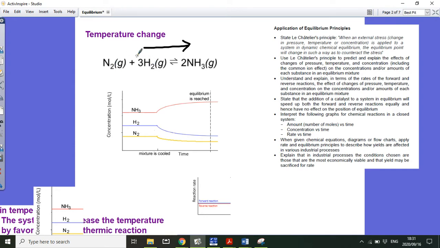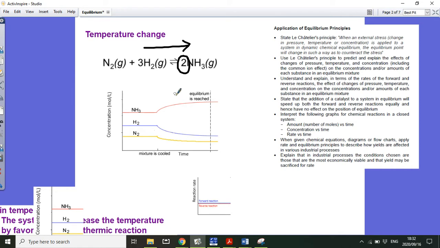Then these are used up, so they are decreasing. You should try and do it in the ratios. So if you're forming 2 of these, so if this one goes up by 2 units, the H2 should go down by 3 units, and the N2 should go down by 1 unit. And you can see the diagram did try and kind of get that right.